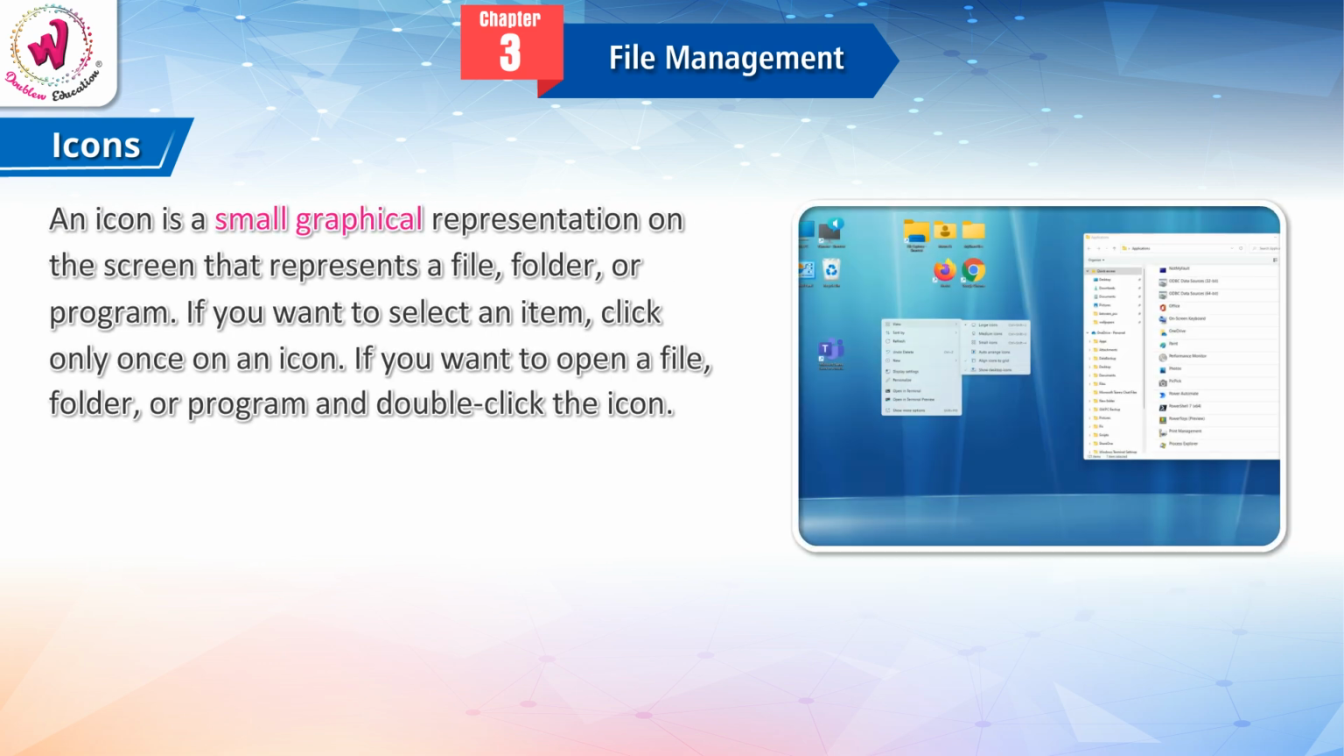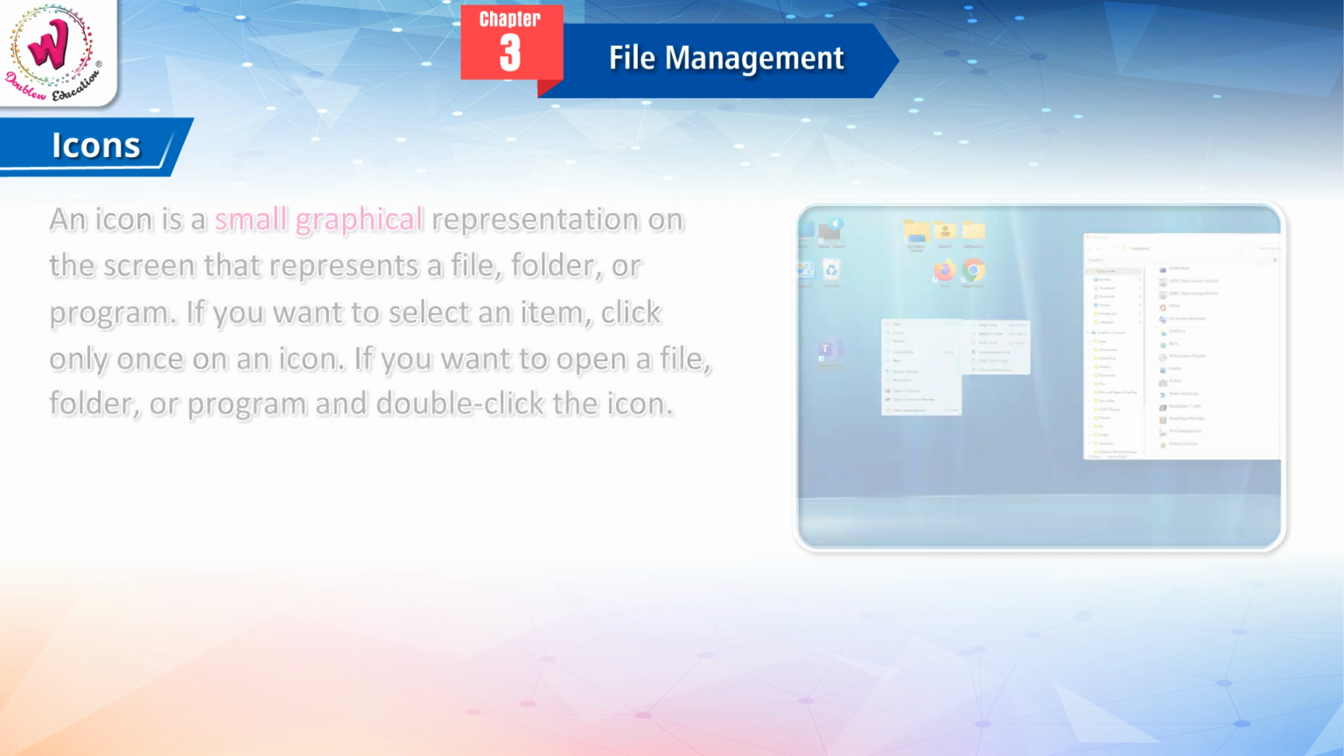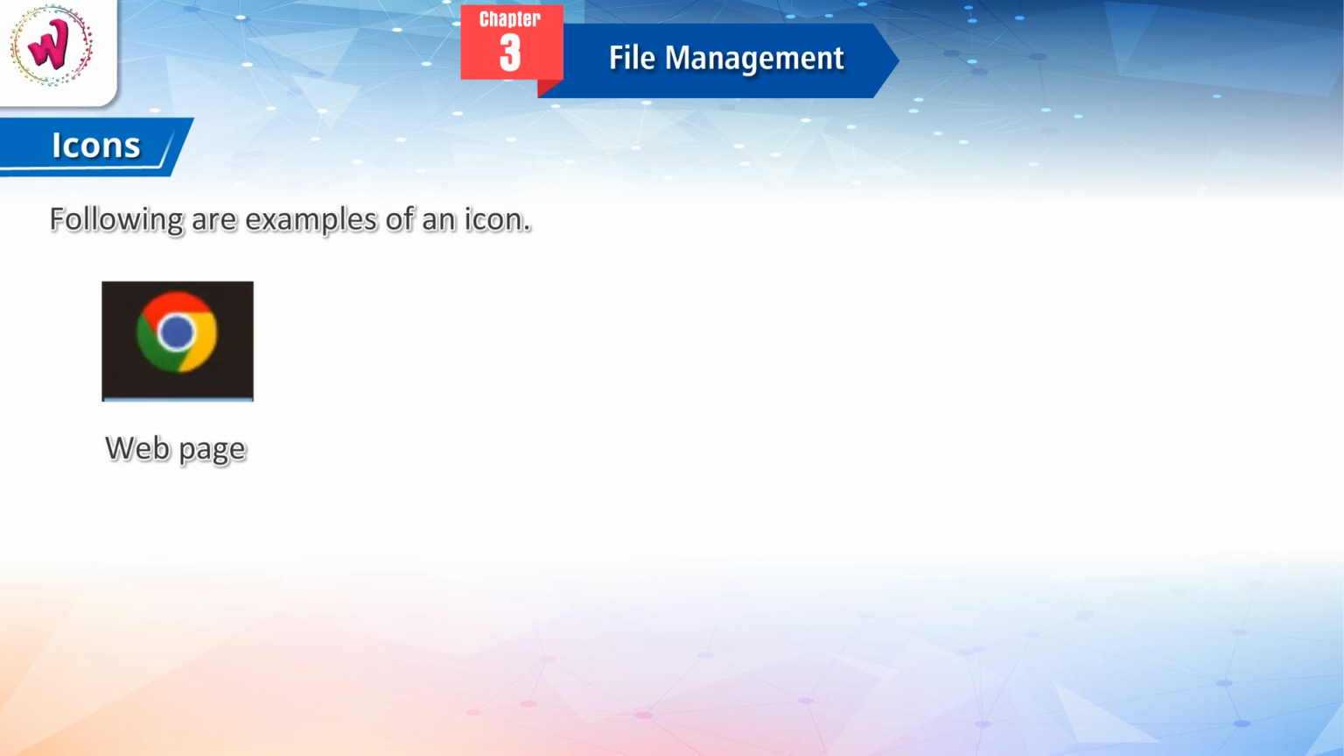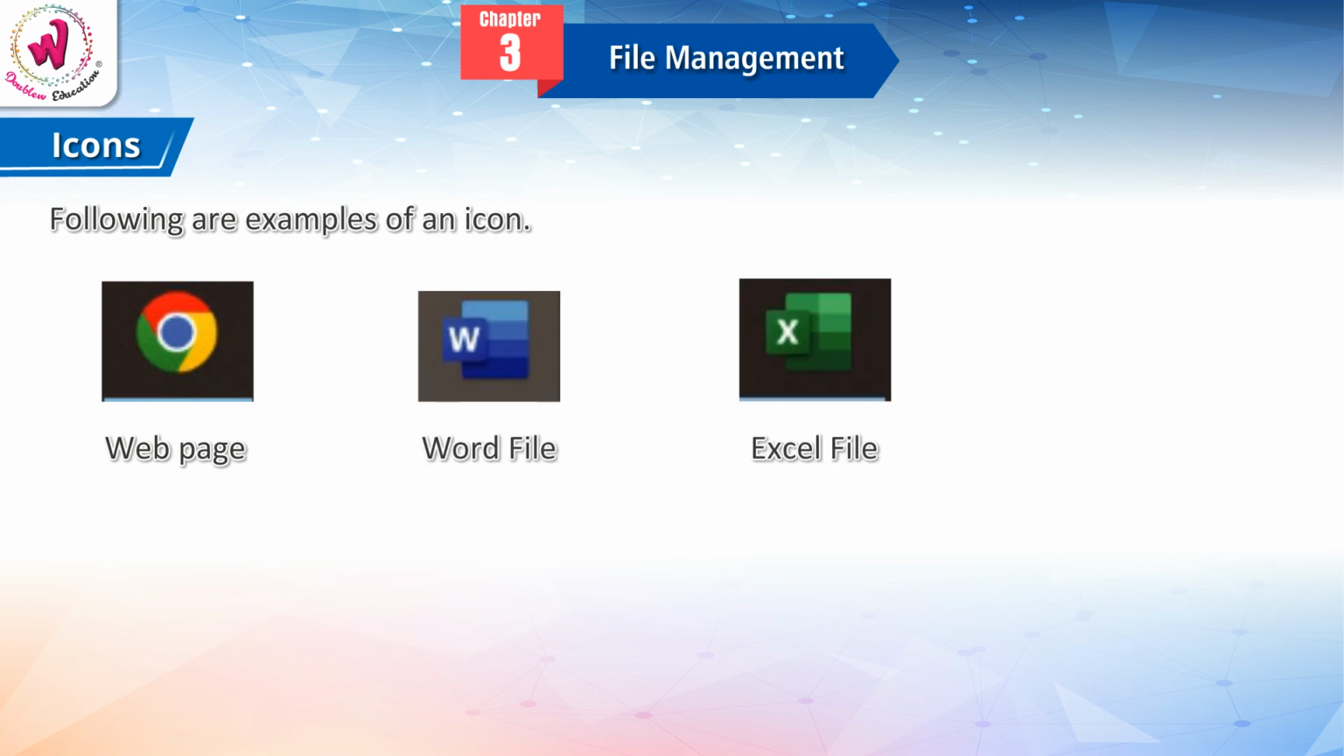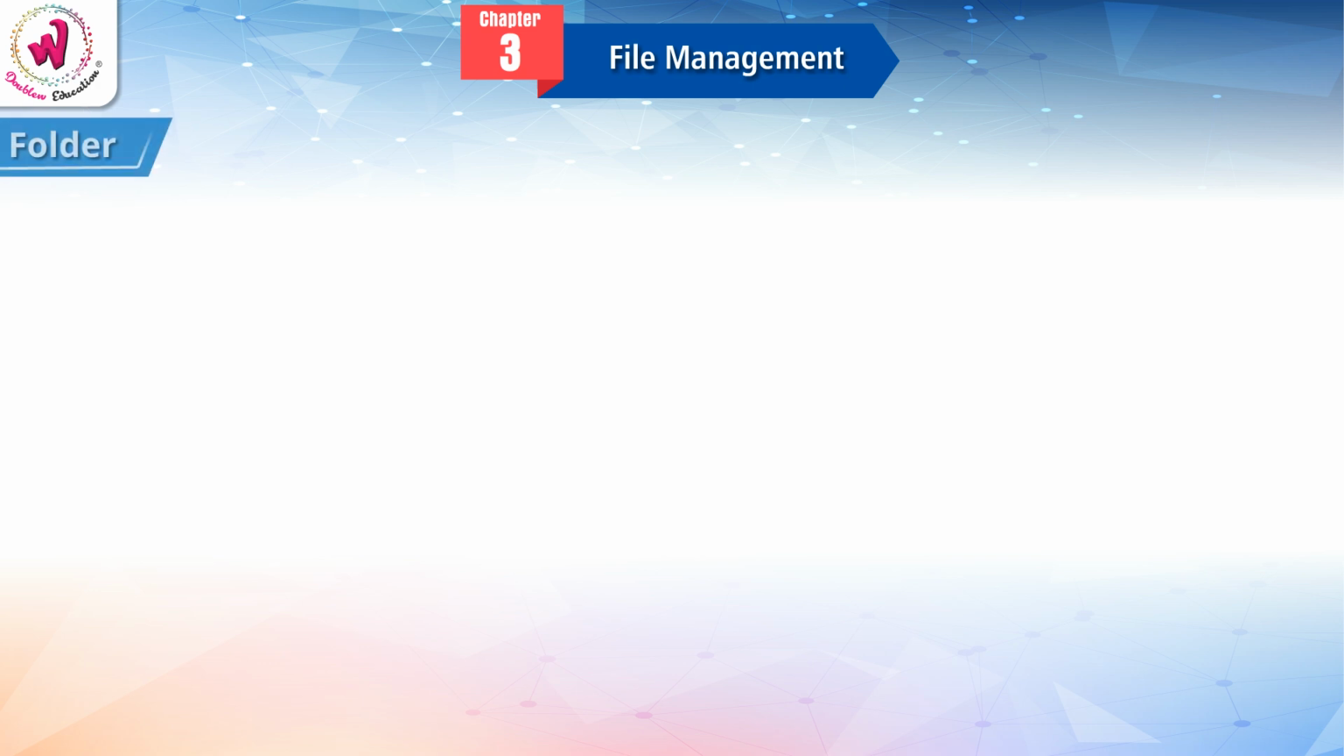Icons. An icon is a small graphical representation on the screen that represents a file, folder, or program. If you want to select an item, click only once on an icon. If you want to open a file, folder, or program, double-click on the icon. Following are examples of an icon: web page, Word file, Excel file, Paint.